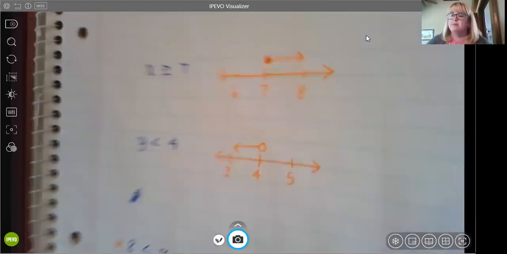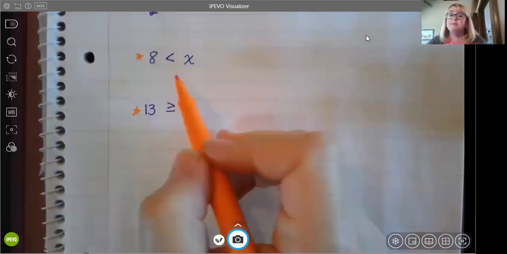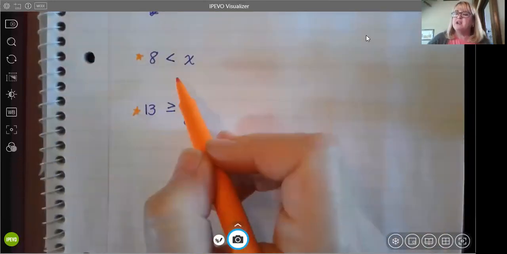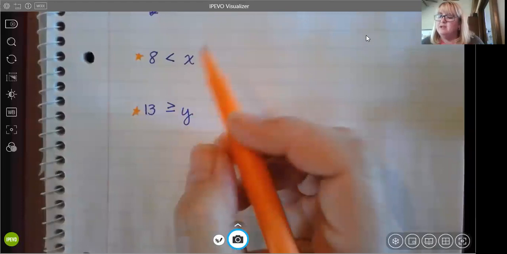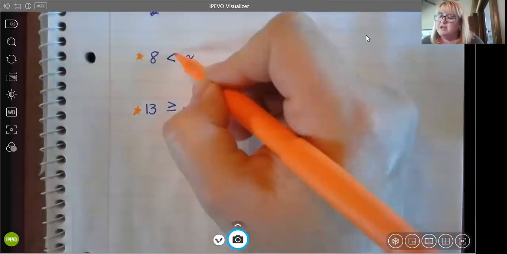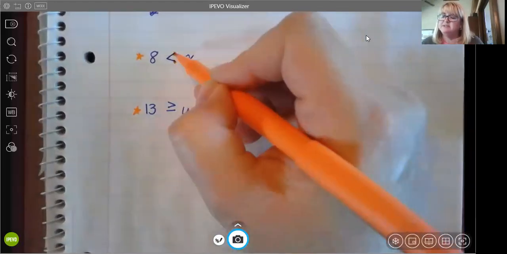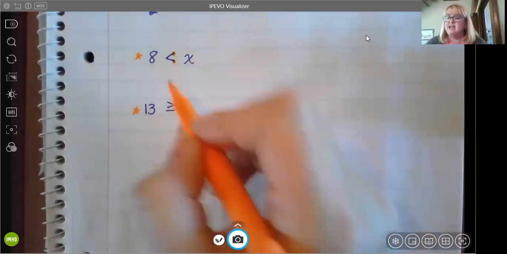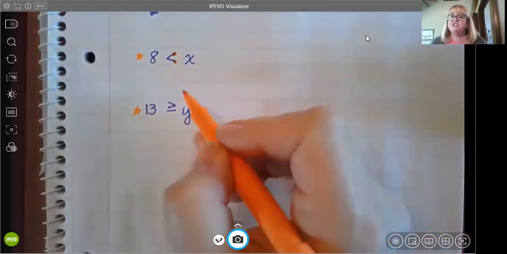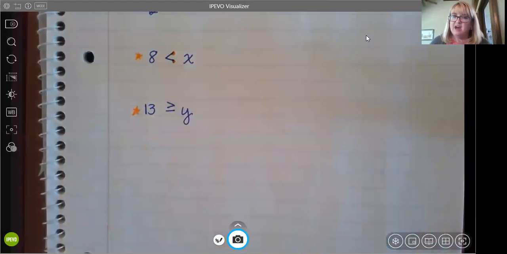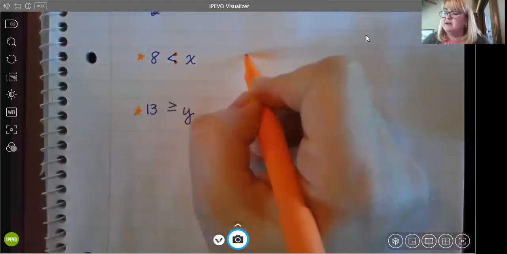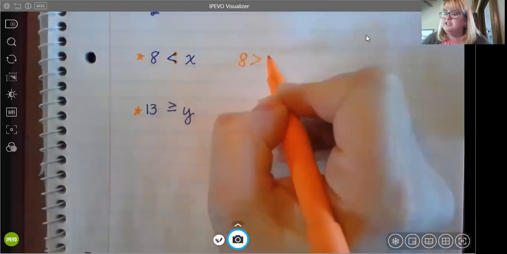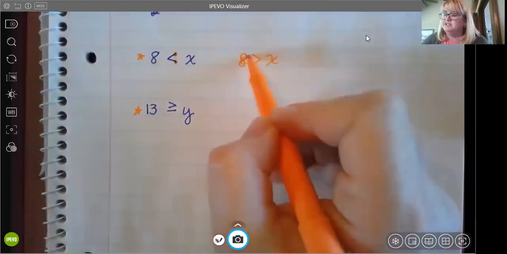This one has the variable on the wrong side. So I'm going to turn it around, but I've got to caution you about something. If you look, the bigger part of the sign is pointing towards the x. And if I'm going to change the x to the other side, I have to change my sign around so that, oops, I just wrote that.